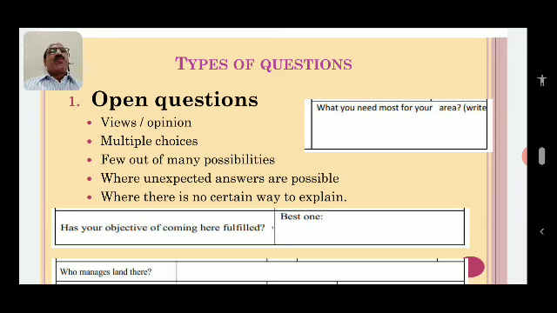So there should be enough space to write. And you need not write the full sentence. You can write the phrases which are important in his answer. Then multiple choices are there, because the range is not few, many. Find out many possibilities, because whatever you have thought could be the answer, the respondent may say many more, even which you have not thought of. An unexpected answer is also possible.